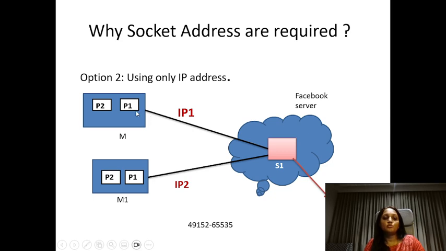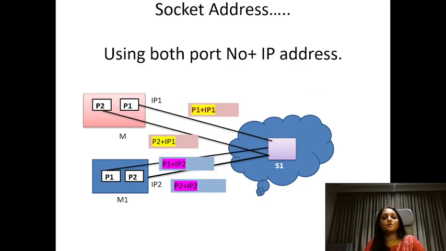When the Facebook request gets to the Facebook server, what will S1 identify? S1 will identify that the request came from device M, because of the IP1 address of M. Similarly, S1 can identify M1 because IP2 is the IP address of M1. But we are not giving the port number, we are just giving the application. So there is confusion for S1 about which application the request came from. To solve this problem, we require the socket address.